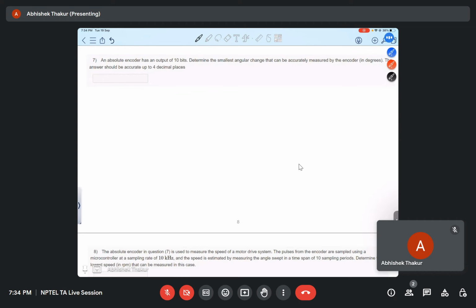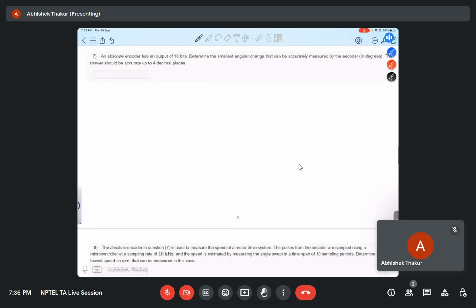So an absolute encoder has an output of 10 bits. Determine the smallest angular change that can be accurately measured by the encoder in degrees. So it has a 10-bit output. So what is the smallest angle it can measure?